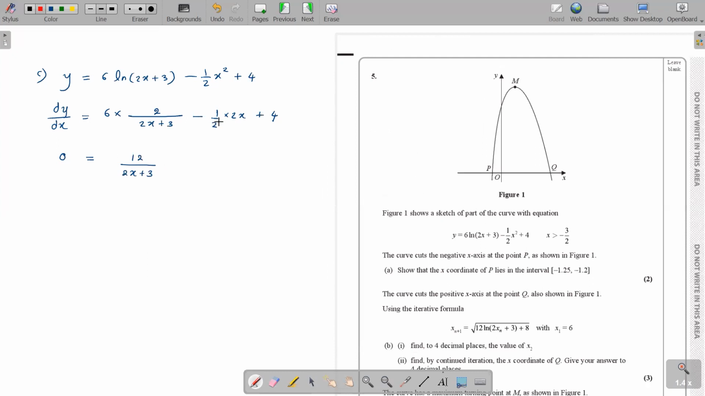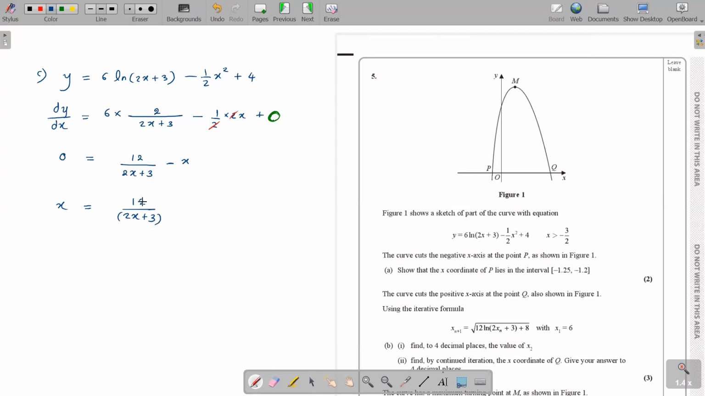Here, the 4 will cancel out. Yeah, when you differentiate, the 4 becomes 0. Okay, there is no 4 here. So we get here minus x. Yeah. So then we need to solve and make x the subject. So then I'll take the minus x to the other side as plus x. 12 over 2x plus 3.